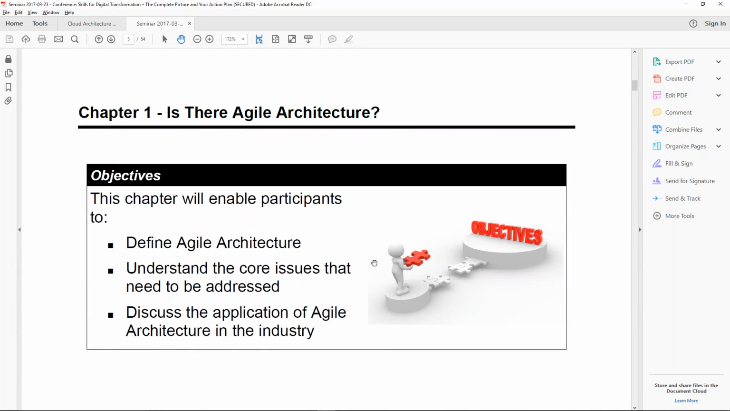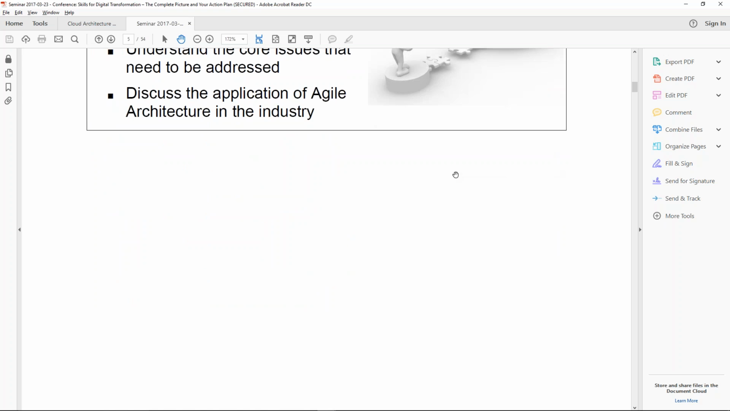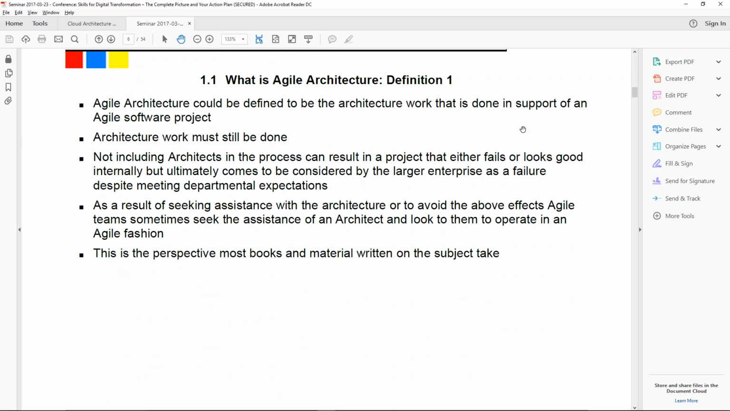The question is basically, what is the role of architecture in Agile? How do Agile and architecture fit together? How does architecture apply in the Agile world?